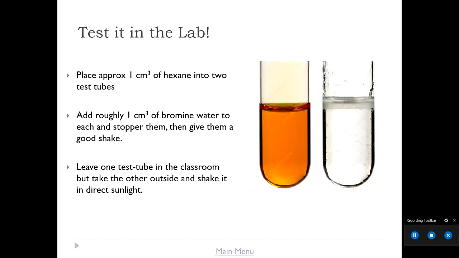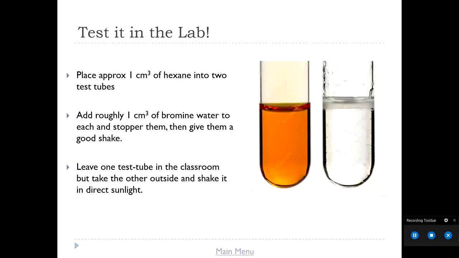One final note is that we can actually test for this free radical substitution in the lab. If we take 2 test tubes of hexane, just an alkane, and we add about 1 cm cubed of bromine water to each, stopper them and shake them up. Bromine water is an orange color. It's just water with dissolved bromine in it. So when you shake it, both of them will be orange due to the bromine water.